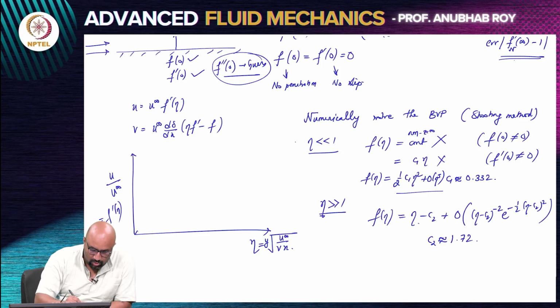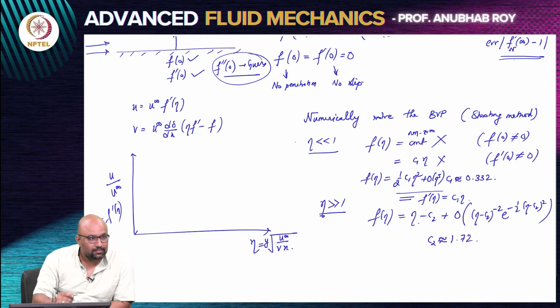This function, you know that for small values of eta, f of eta is quadratic, f dash of eta would be c1 eta. So, it is a function which will have a slope here that would be 0.332. That is the slope of this function. I have drawn it a little larger, it will not be this large, but it will be approximately 0.332.